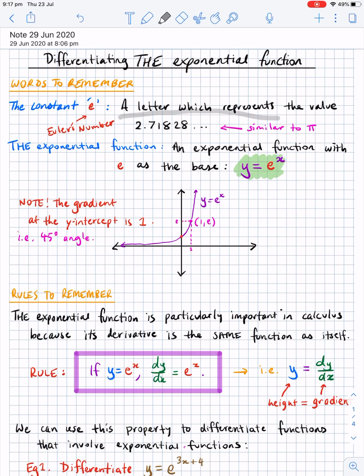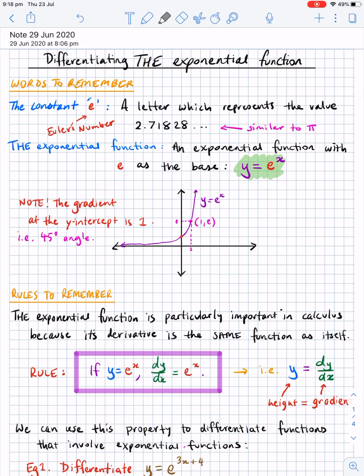It's a letter which represents the value 2.71828, and those decimal places do go on forever. It's very similar to pi, but pi is 3.14159, etc., whereas e is this value here. The exponential function is an exponential function with e as the base.